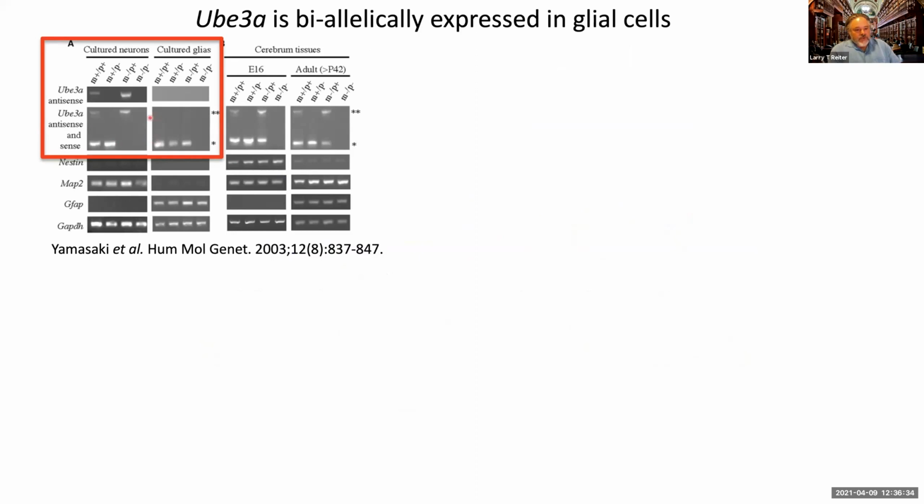So this paper shows that this antisense transcript, which is critical for the imprinting, is not expressed at all in glia. So in fact, you see sense UBE3A expression in the wild type animals, the animals with paternal deficiency, the animals with maternal deficiency, but not in the animals with maternal and paternal deficiency. So you see the transcript. So that was very interesting to us.